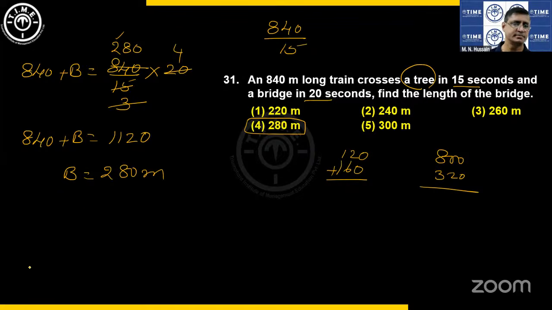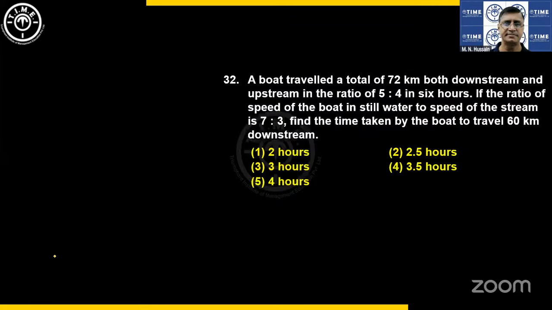Okay. Now moving to the next example. Question number 32 on your screen. A boat traveled a total of 72 kilometers, both downstream and upstream, in the ratio 5:4 in 6 hours. 72 kilometers in the ratio 5:4. 5:4 means 9, that is the sum of the ratios. So what is the one part? 72 by 9. 8 times.